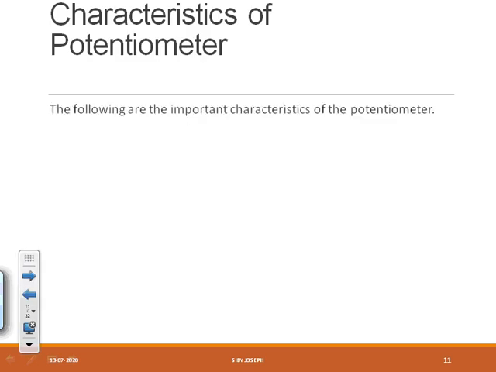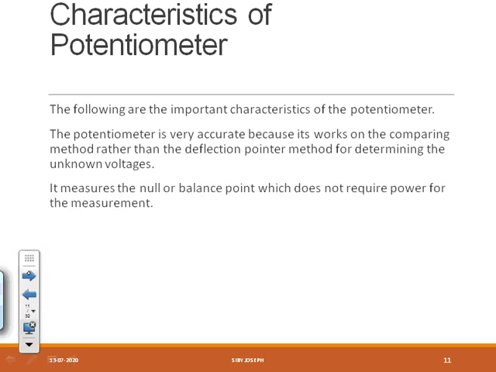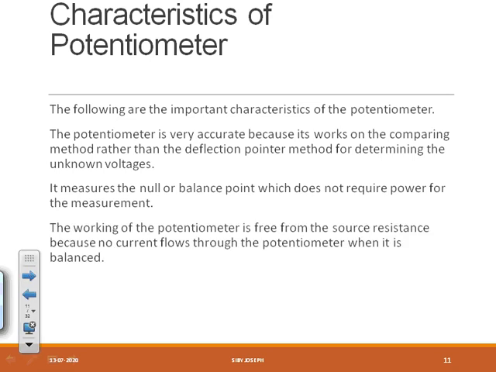Then there are three characteristics of the potentiometer. The first one, the potentiometer is very accurate because it works on the comparing method rather than the deflection method for determining unknown voltage. The second one, it measures the null or balance point, which does not require power for measurement. And the third, the working of the potentiometer is free from source resistance because no current flows through the potentiometer when it is balanced. So these are the three main characteristics of the potentiometer.